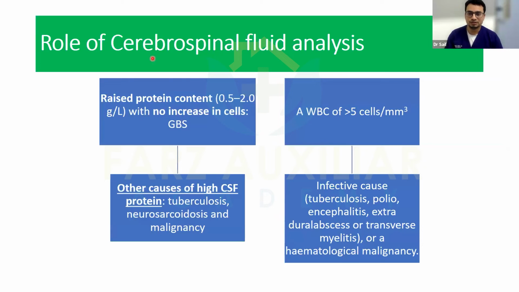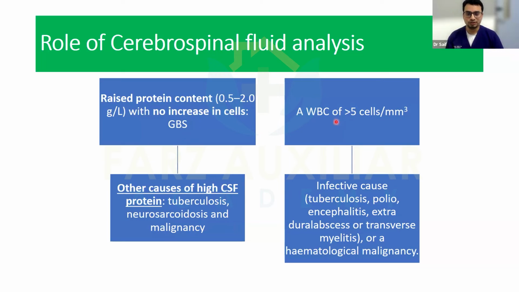Now, regarding the role of CSF analysis, you need to focus on the protein content. If the protein content is high, 0.5 to 2 gram, with no increase in cells, that will be suggestive of GBS. This is also known as albuminocytological dissociation, and that will be positive in GBS. However, you should not forget other causes of high CSF protein like tuberculosis, neurosarcoidosis, or malignancy. Okay, the malignancy which has penetrated to the brain.